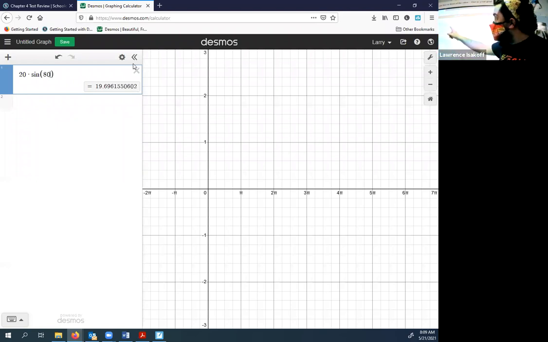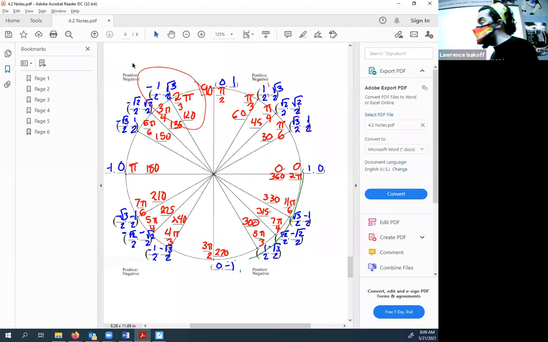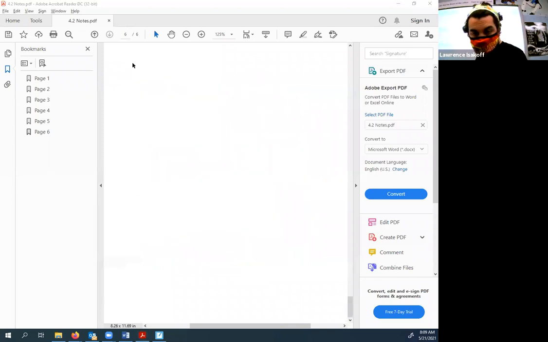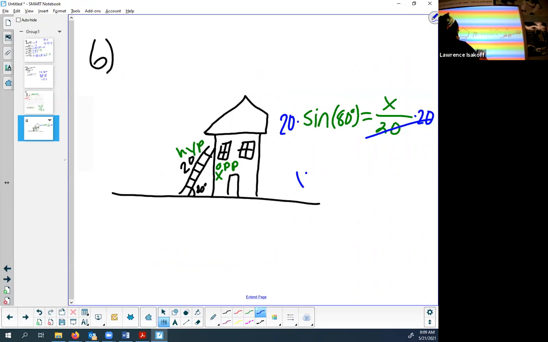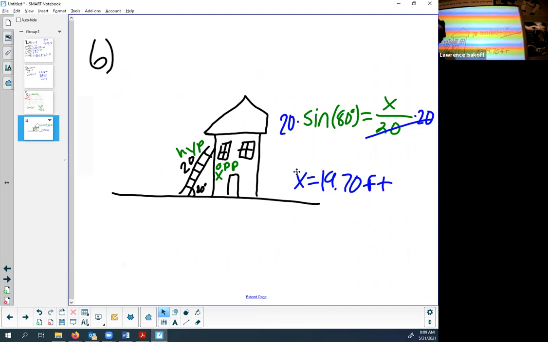I'd like you to go 2 decimal places on it, 19.70 feet. So that will be x equals 19.70 feet. So that's a pretty good reach for that ladder. It's getting the job done there.